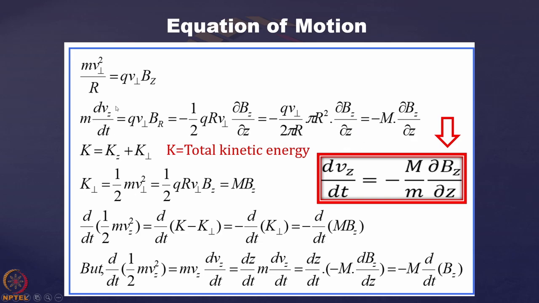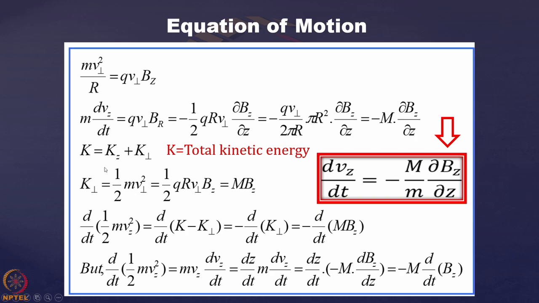So what we are getting from this axial component of motion is m dvz by dt equal to minus mu del Bz by del z. So this equation we note over here, that m dvz by dt equal to minus mu, small mu, where mu is the magnetic moment, times del Bz by del z. We have put it in a red square box so that we highlight it, and we will be using it in a later derivation.